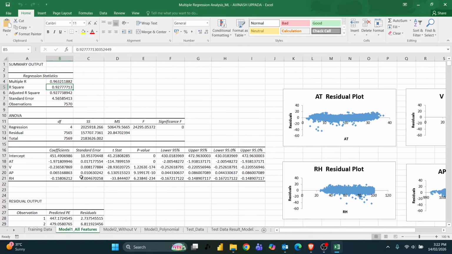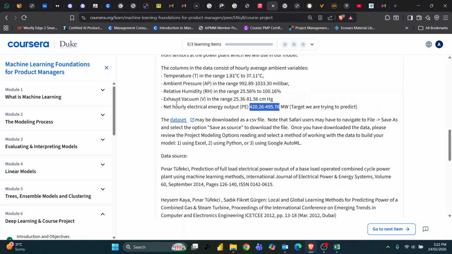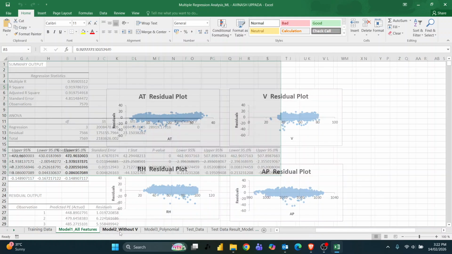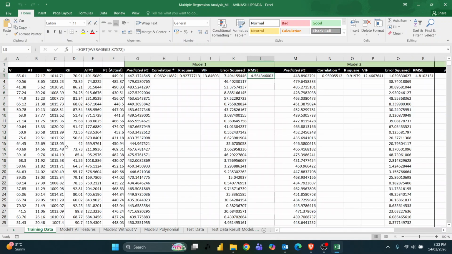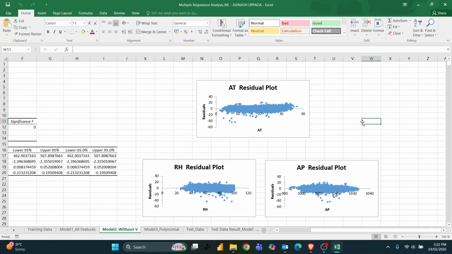Then, since the exhaust vacuum part is impacting my model, in model 2 I removed the V and then trained the data. So this time V was not in the game. I only considered these three variables with PE actual as the output dependent variable. Then this is how it came out. It was good. It was almost the same.